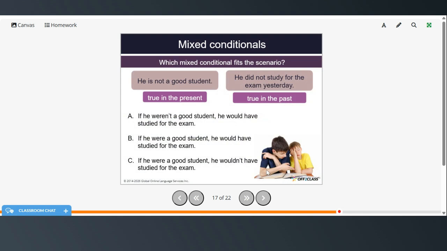So which mixed conditional fits the scenario? He is not a good student. He did not study for the exam yesterday. So B would be the correct answer for this scenario. If he were a good student, he would have studied for the exam.